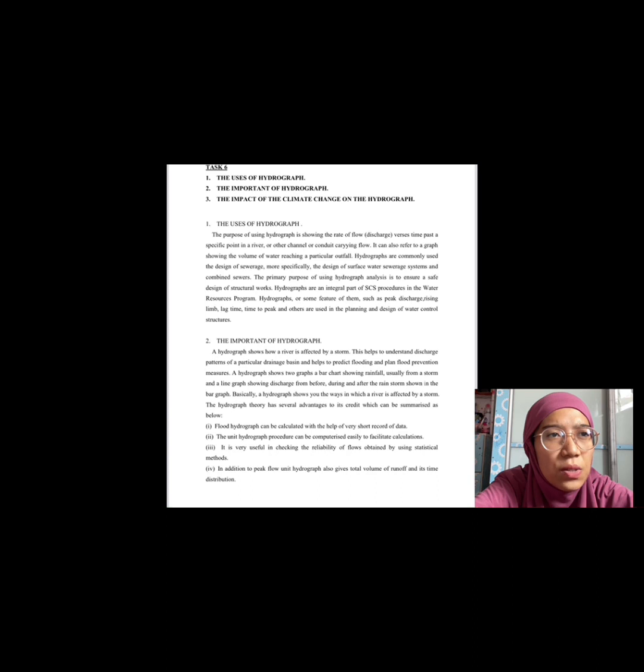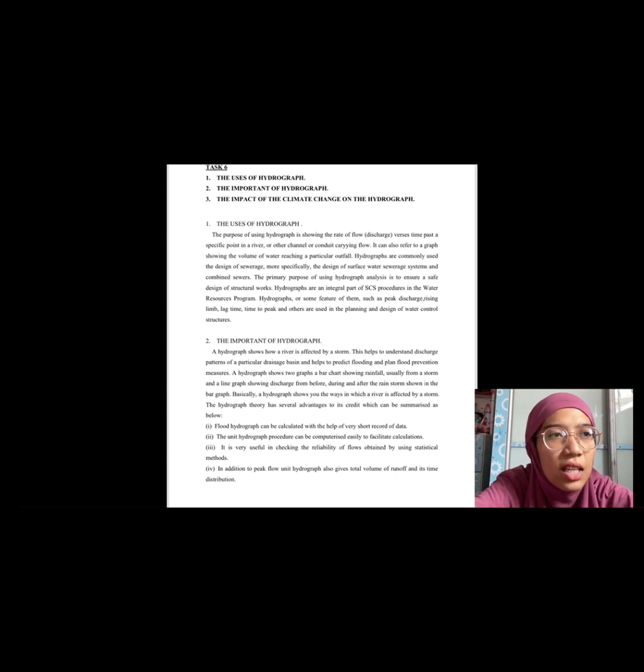Basically, a hydrograph shows you the ways in which a river is affected by a storm. The hydrograph theory has several advantages to its credit, which can be summarized as below. The first is that a flood hydrograph can be calculated with the help of a very short record of data. Second, the unit hydrograph procedure can be computerized easily to facilitate calculation.